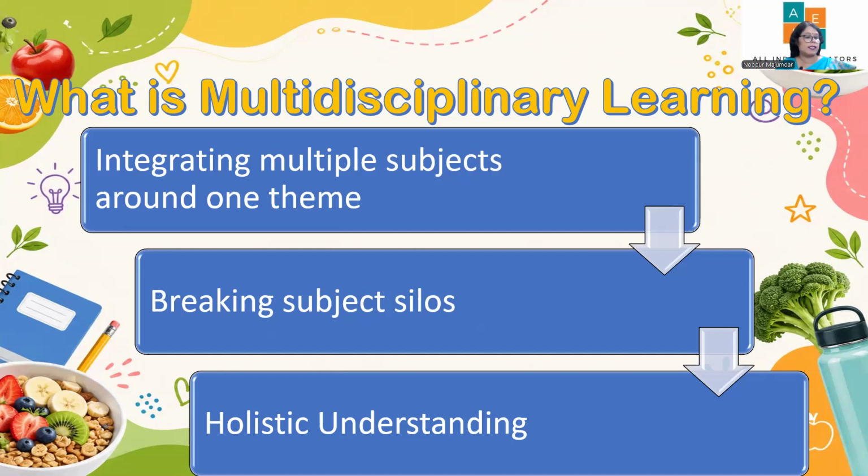Now, let's take science. It helps students understand nutrition, food groups, digestion, healthy eating habits. Students learn why protein, vitamins, and minerals are important for our body. So, this is the part of science. But if we look into mathematics, they will be able to calculate the calories and the ingredients in a specific recipe, right? And they will be able to prepare a balanced diet for themselves.